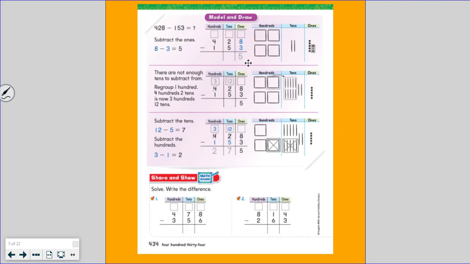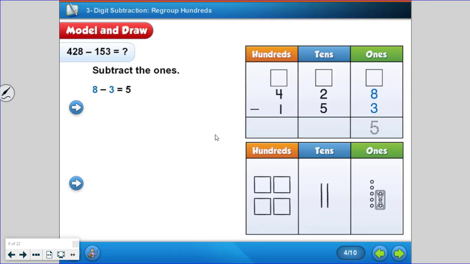So the model and draw for today, we're going to subtract 153 from 428, or another way to say it is 428 minus 153. So I'm going to blow this up. I'm going to go to another page and blow it up so it's bigger. And we'll look at it in this version. Okay, so this looks almost like yours. It's just a little bit different placement. But the first step is the important part. It says subtract the ones. So here's my ones place. 8 take away 3 equals 5. And then we have a quick picture to match it.